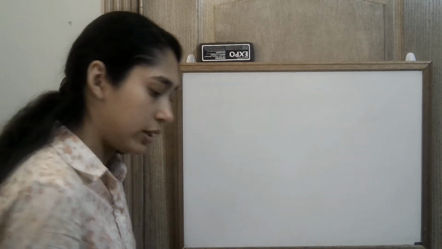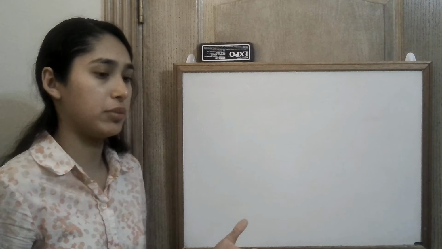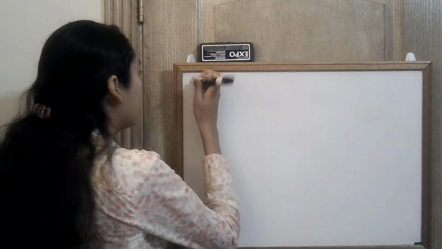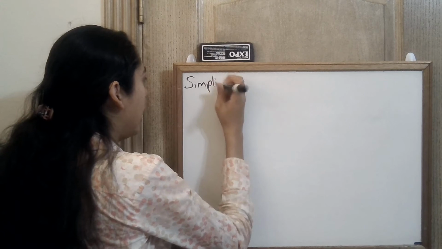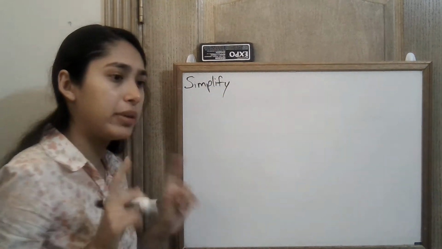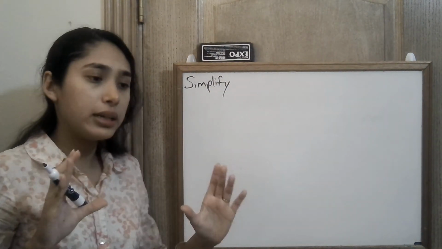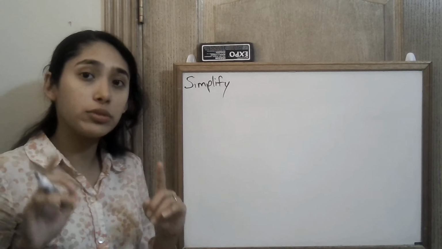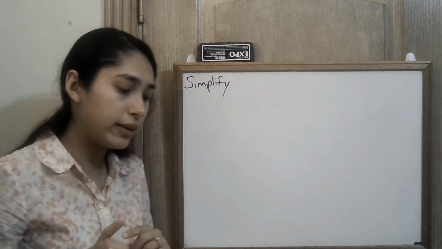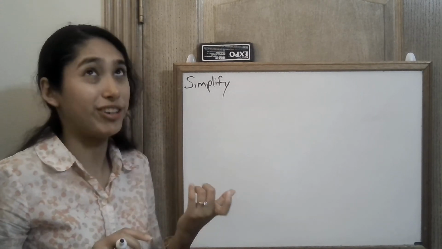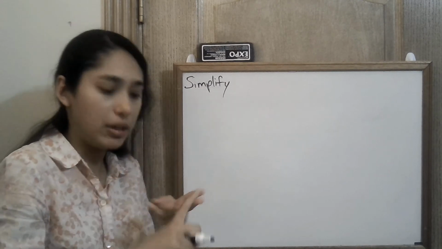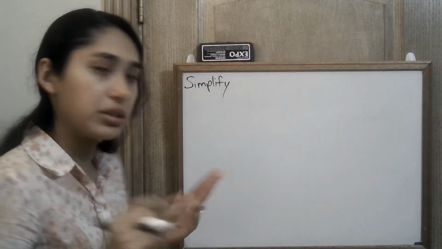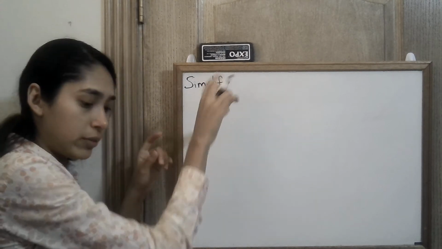So here we're just going to deal with simplifying. Because we need to train our eyes that we're only going to be looking at combining like terms, and like terms are only terms that have the same variables and the same power, or same exponent, the little floating number at the top.